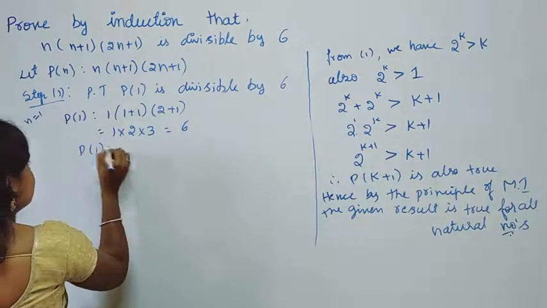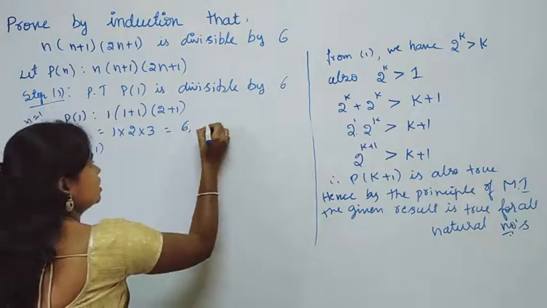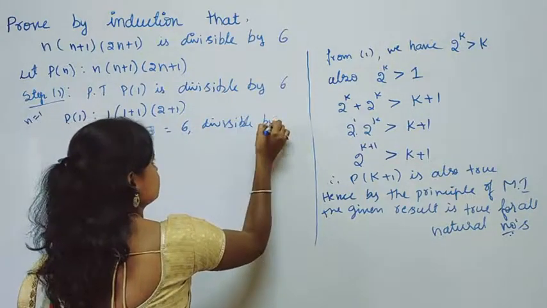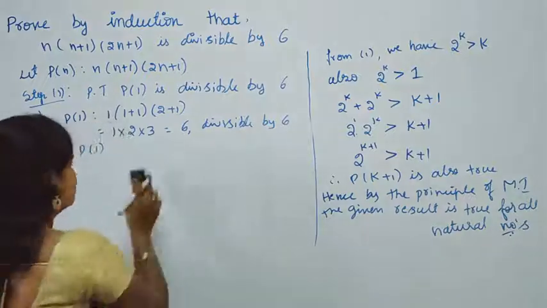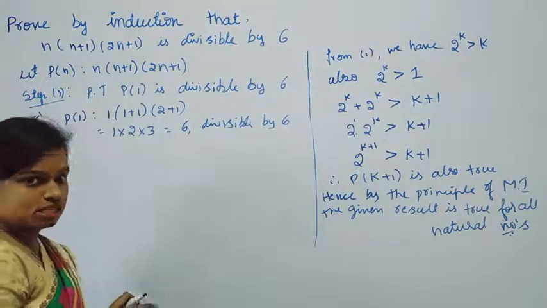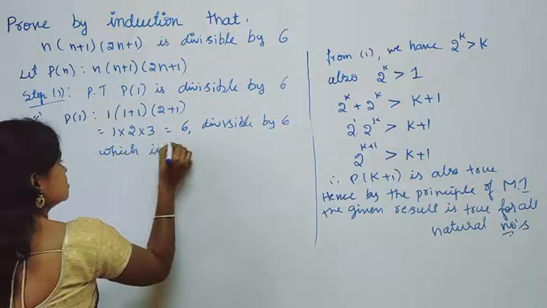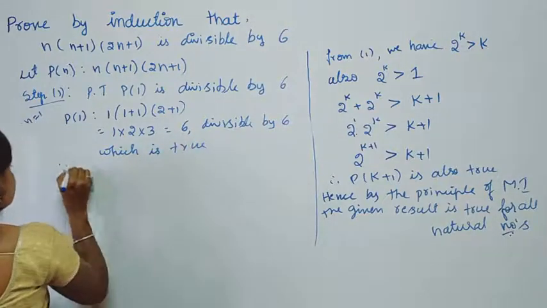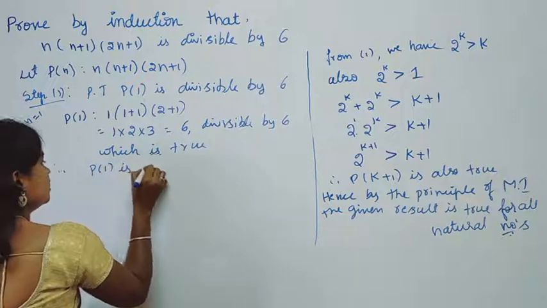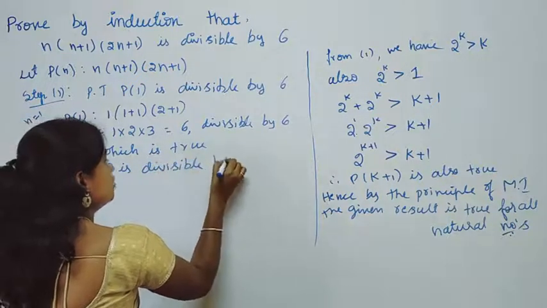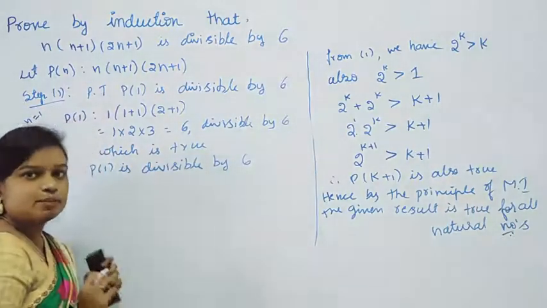So P of 1 is 6, and 6 is always divisible by 6, right? 6 is divisible by 6. So P of 1 is divisible by 6 we get. So which is true. So therefore P of 1 is divisible by 6. The first step is completed.